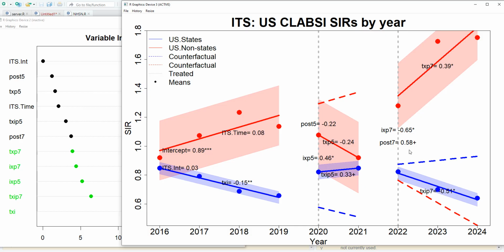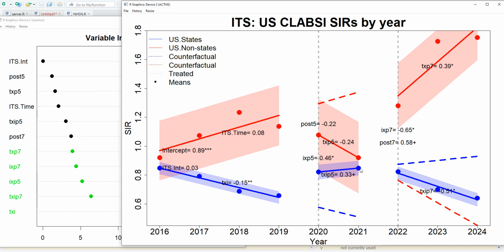And so now we can go over to our second interruption, which is at 2022. The idea is that maybe things have improved, and now we can see improvements in our data, and we're comparing the 2022 to 2024 period with our 2020 and 2021 periods.